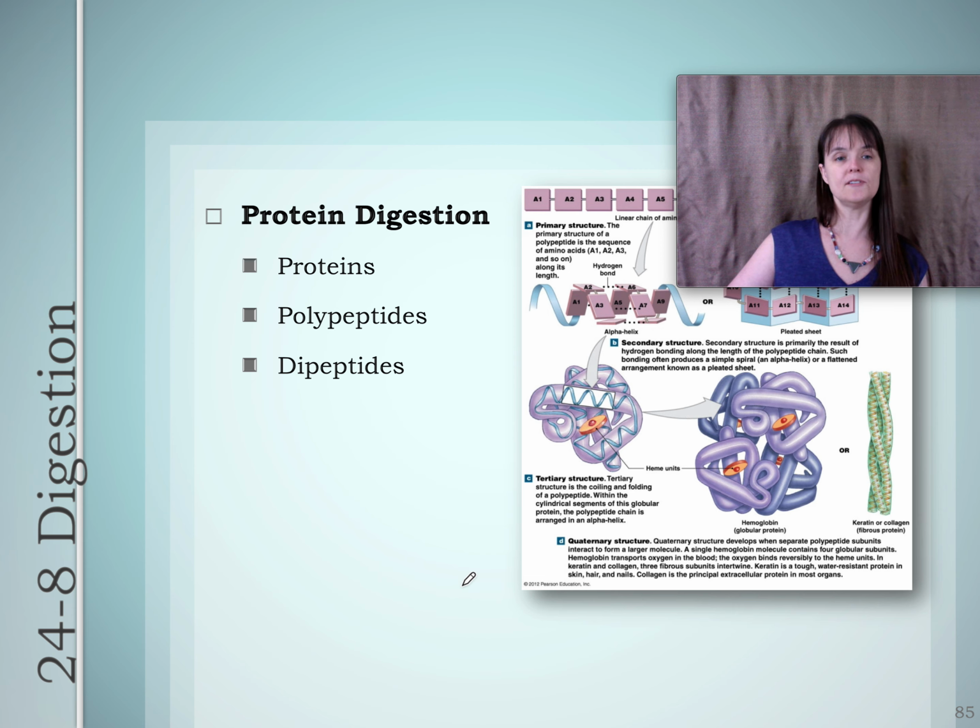Proteins are more than 100 linked amino acids with a complex structure. Polypeptides are 3 to 99 linked amino acids. Dipeptides are 2 amino acids linked together with a peptide bond, hence the peptide. Proteins are broken down by mechanical digestion in the oral cavity.